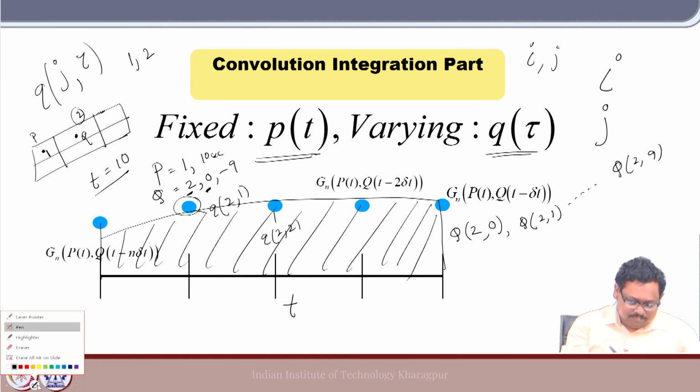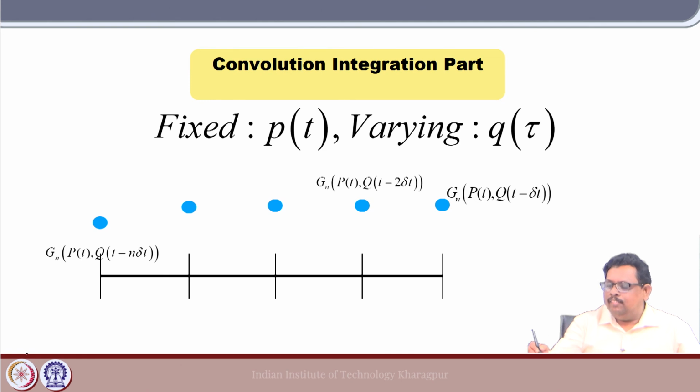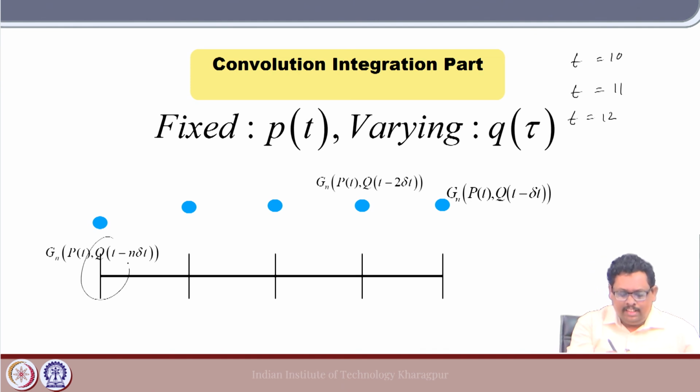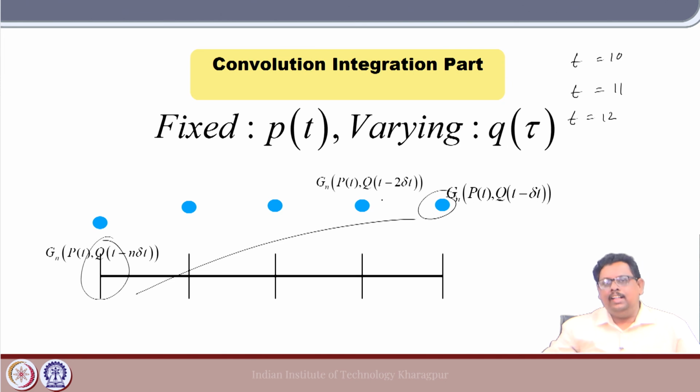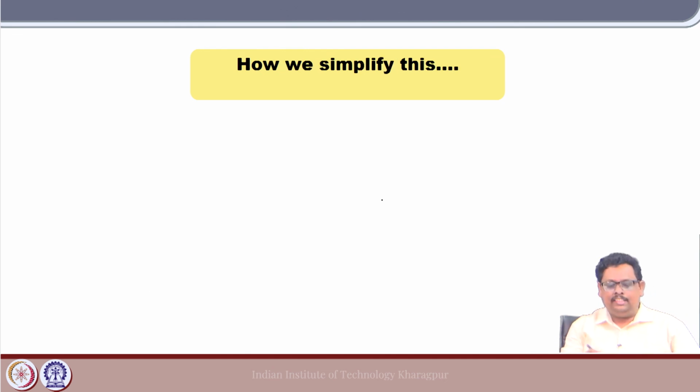What I say is that when t is equal to 10, you need to do from 0 to 9. Now, when t equal to 11, you need to do from 0 to 10. Now, when t equal to 12, again you need to do from 0 to 11, is it not? So, all the time the convolution starts from 0 and goes up to t minus delta t, right. Now, this is very time consuming. So, how we simplify this is as follows.